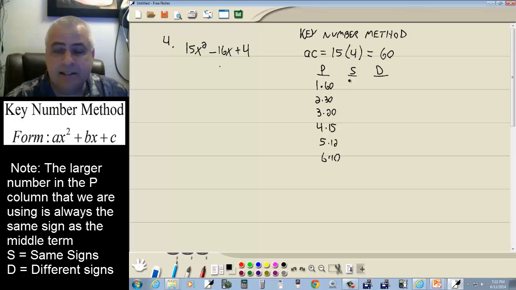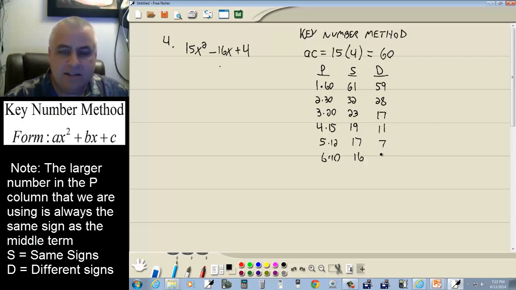Sum column, again we're going to add these together. 1 plus 60 is 61, 2 plus 30 is 32, 3 plus 20 is 23, 4 plus 15 is 19, 5 plus 12 is 17, 6 plus 10 is 16. Difference column, subtract smaller from larger. 60 minus 1 is 59, 30 minus 2 is 28, 20 minus 3 is 17, 15 minus 4 is 11, 12 minus 5 is 7, 10 minus 6 is 4. Number we're looking for is still a number in a middle term, which is a 16, which is right down here, which means we're going to use 6 and 10.